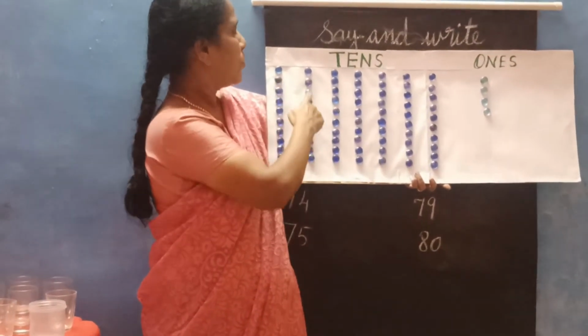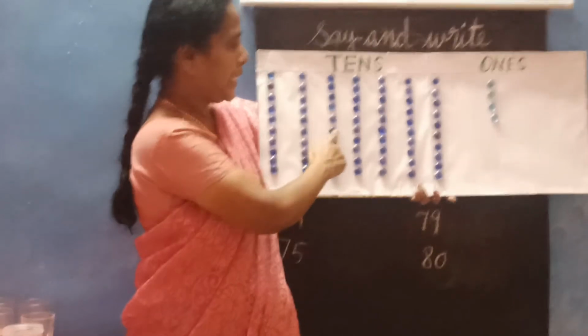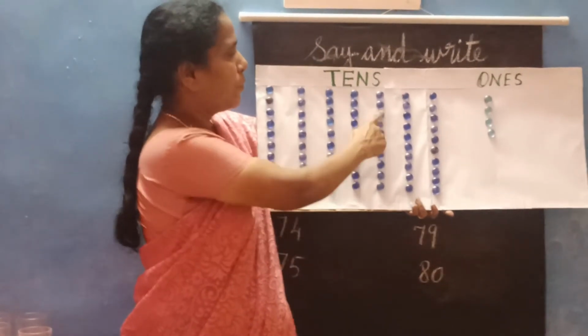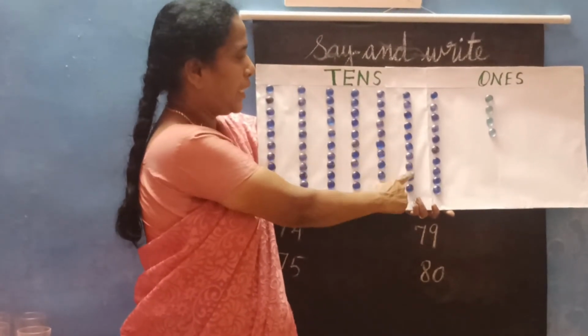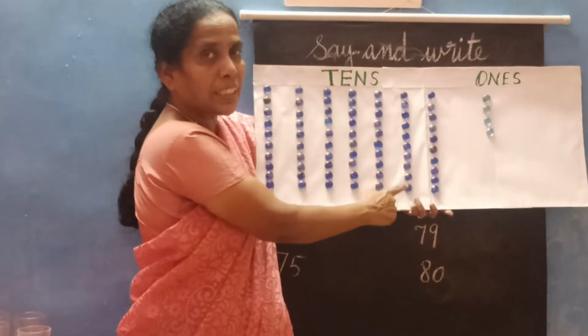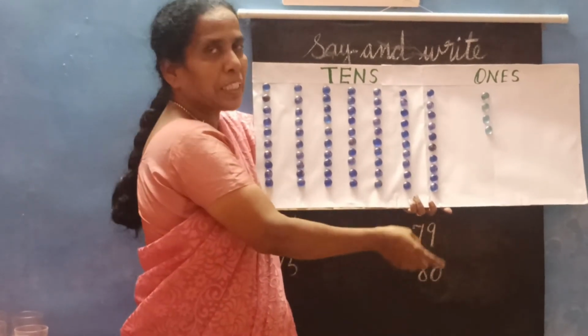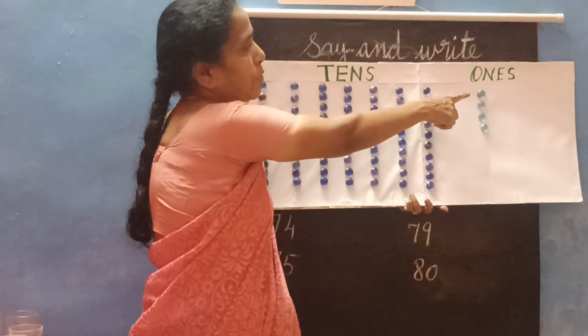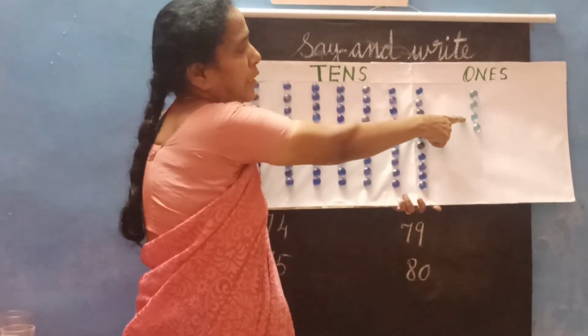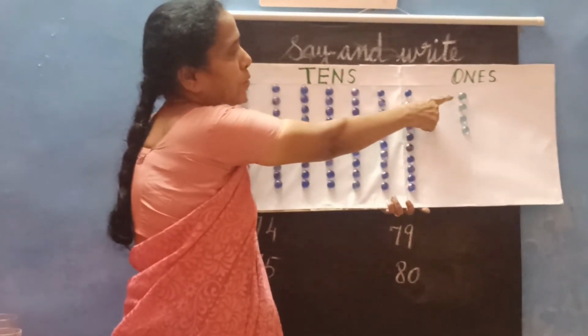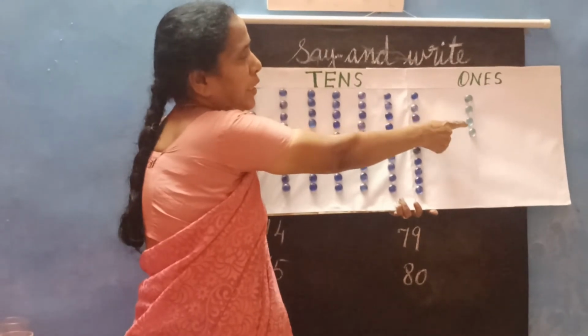1 ten, 2 tens, 3 tens, 4 tens, 5 tens, 6 tens, 7 tens. How many tens are there? 7 tens. In the ones place, how many ones are there? Let's count. 1, 2, 3, 4. Again, 1, 2, 3, 4.